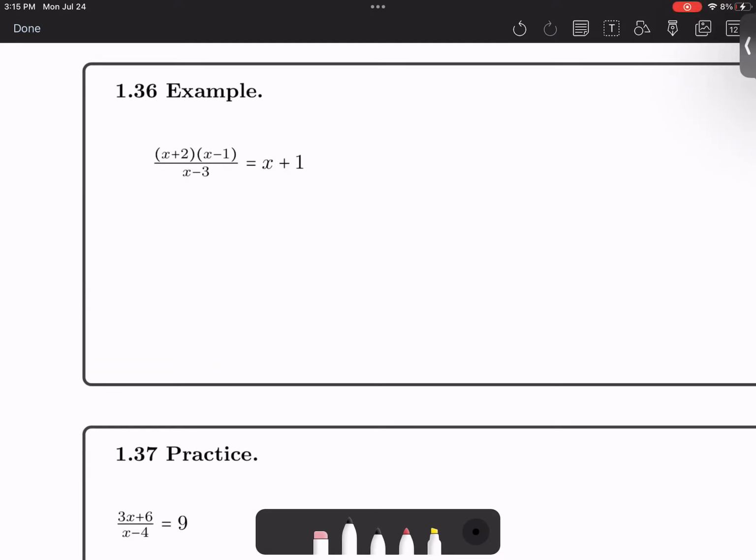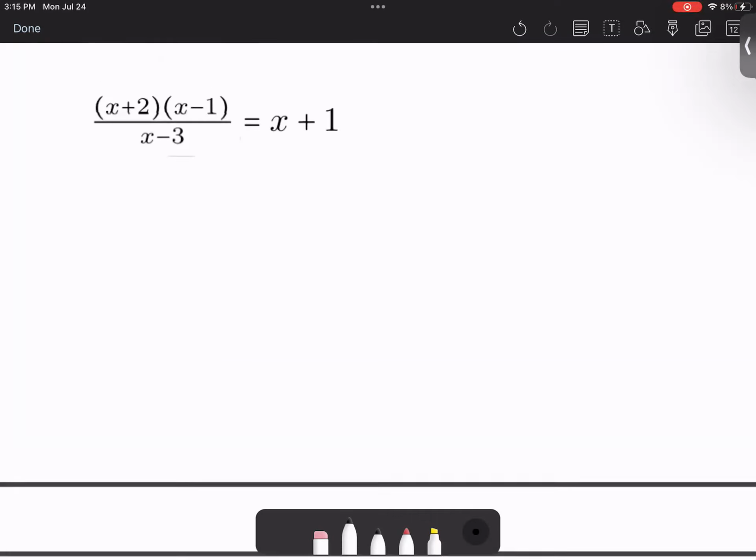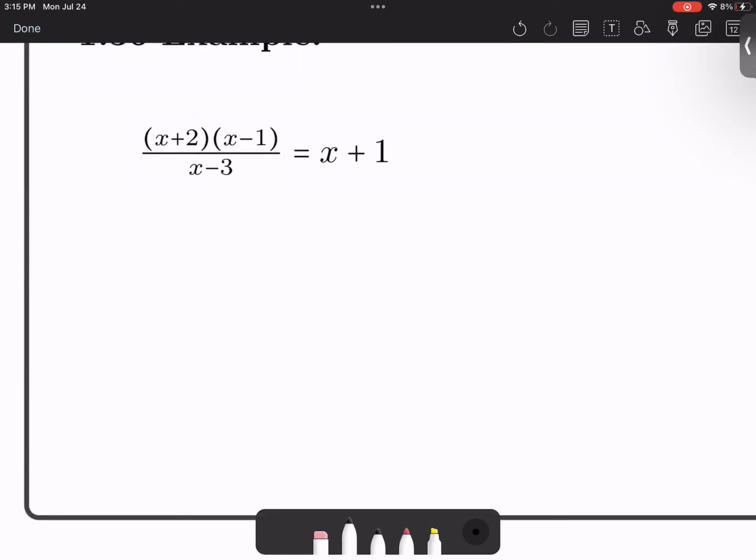If I'm looking at this and I want to get x by itself, then I would like to get rid of this division by x minus 3. So let's multiply both sides by x minus 3. If I do that, my left-hand side is now x plus 2, x minus 1, right? Because the x minus 3 would cancel with that x minus 3. And now x plus 1 is being multiplied by x minus 3.